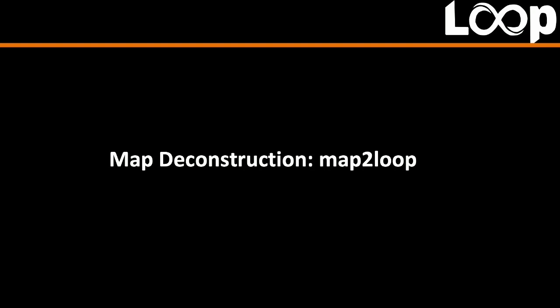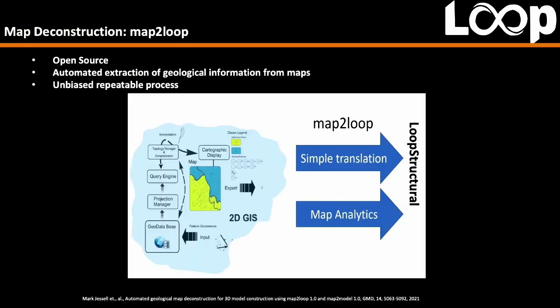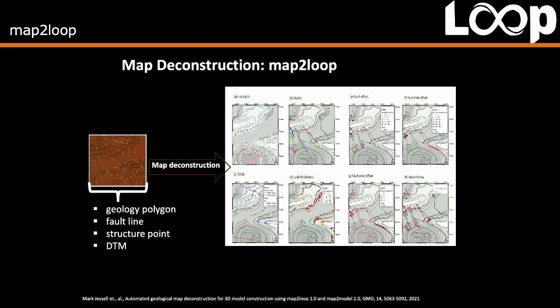Loop is basically just a processing engine where you suck in some data, for example over here, the geology polygon, the fault line, structure point, and the DTM. This is very similar to doing data acquisition in the city. Similar to roads, those are your faults. Structure points might be where you decide to pick up the number of street lights. Those are your points.